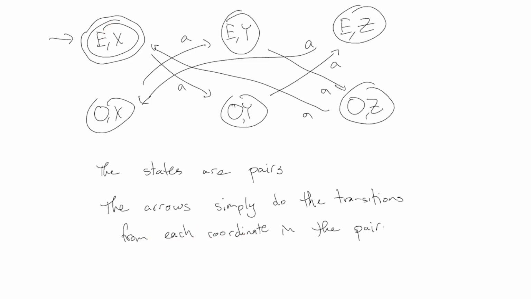All right? The starting state, we should say what that is. So the starting state is always just the pair of the original 2 starting states. In this example, the original 2 were E and X, and so that's why this starting state is E comma X. So the starting state is the pair of the original starting states.